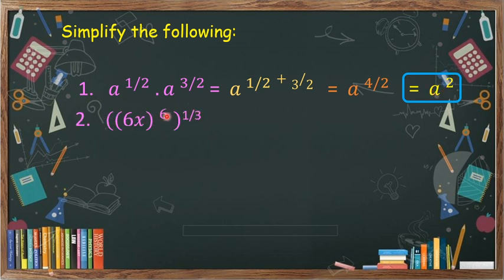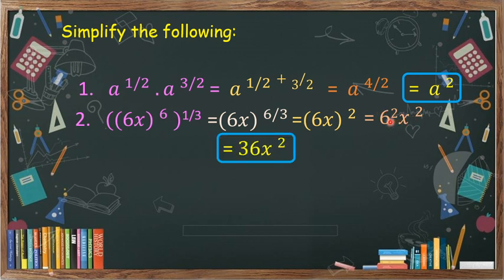Next, applying here the power of a power, or multiplying the exponent of the inside term to the outside exponent. So let's apply the rule of multiplying fractions. 6 times 1, we get 6. Then 6 over 3, then copy 6x here. 6 divided by 3, the answer is 2. Then distribute 2 into 6 and x. We write 6 squared times x squared.